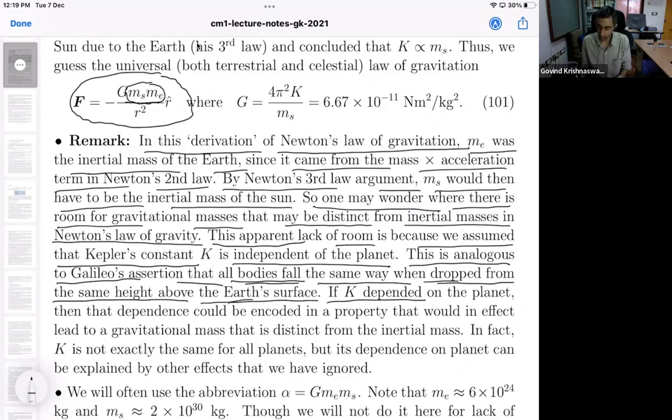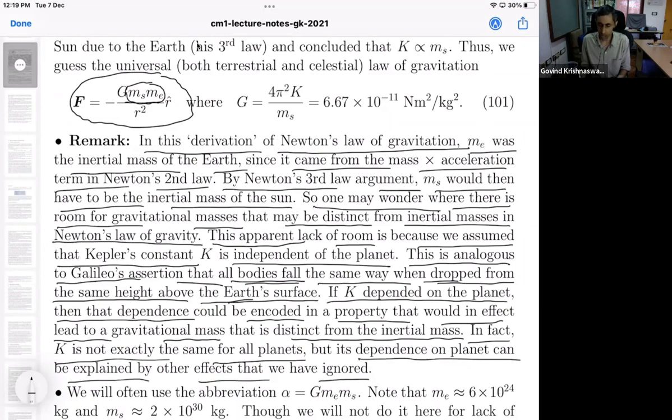So if K depended on the planet, then that dependence could be encoded in a property that would in effect lead to a gravitational mass that is distinct from the inertial mass. So that is where we have gotten around this. And in fact, K is not exactly the same for all planets, but its dependence on planet can be explained by other effects that we have ignored. So this quickly is where the possibility of a difference between gravitational and inertial masses could enter in Newton's law of gravity.